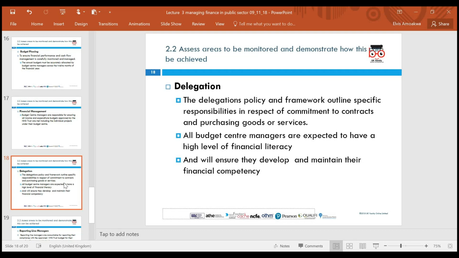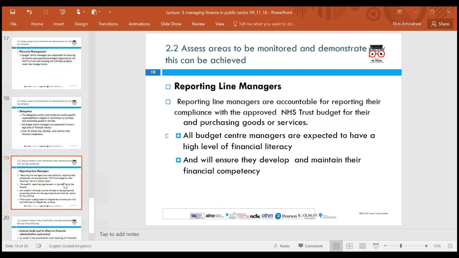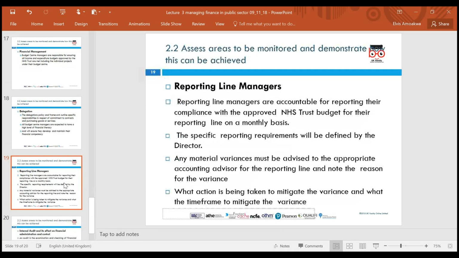Such a policy framework, if properly followed, will help us to monitor and control all that we do. In that respect, all budget center managers are expected to have a high level of financial literacy. This will ensure they develop and maintain their financial competency, because how will we be able to monitor and control our finances if we are not financially literate? So that is delegation.